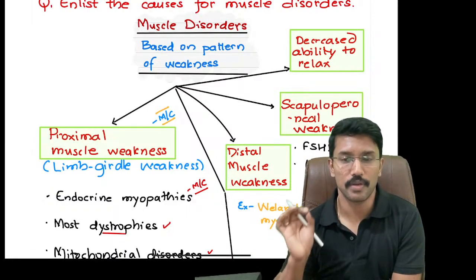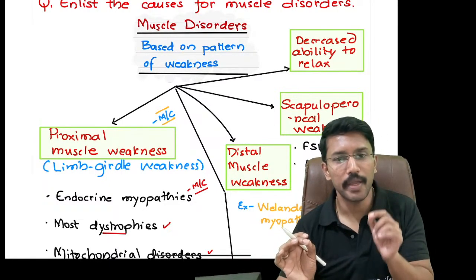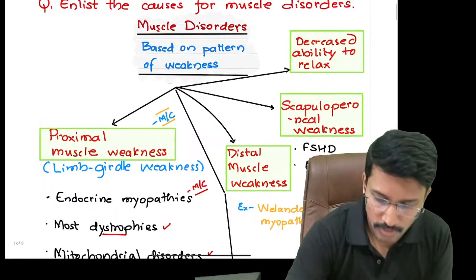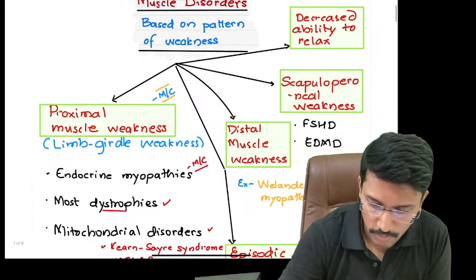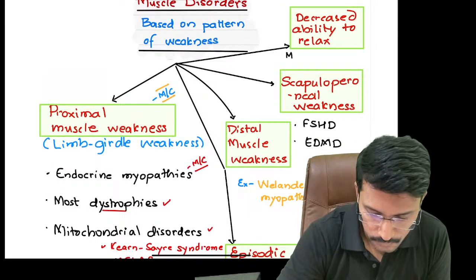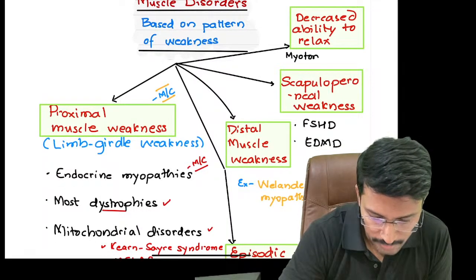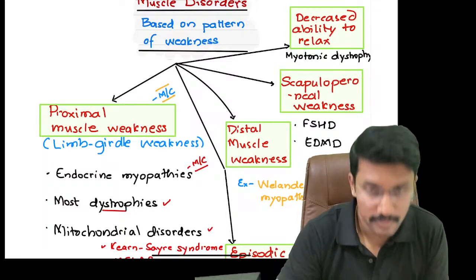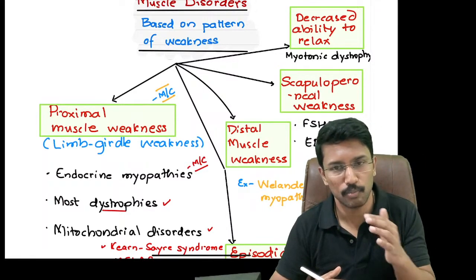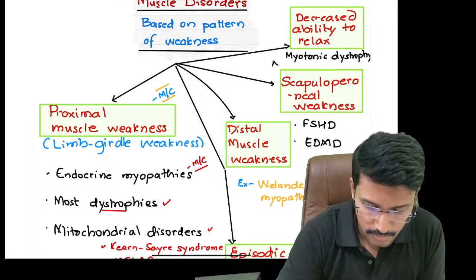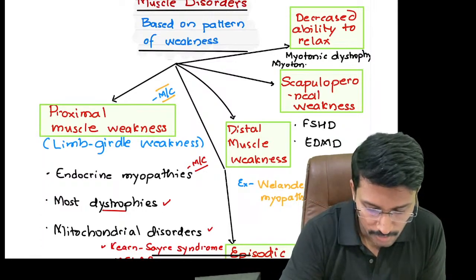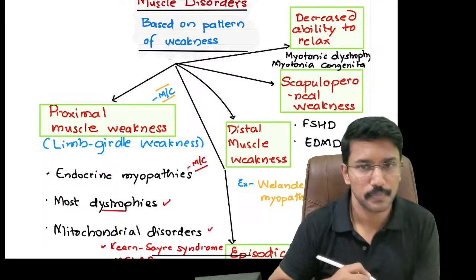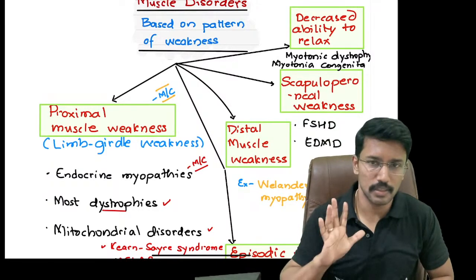It is called myotonia. What is myotonia? Impaired relaxation of muscles. There are such disorders. Examples I will quote. There is something called myotonic dystrophy. There are two types of it: myotonic dystrophy type 1 and type 2. And then there is another disorder called myotonia congenita. These are the conditions where patients present with weakness.